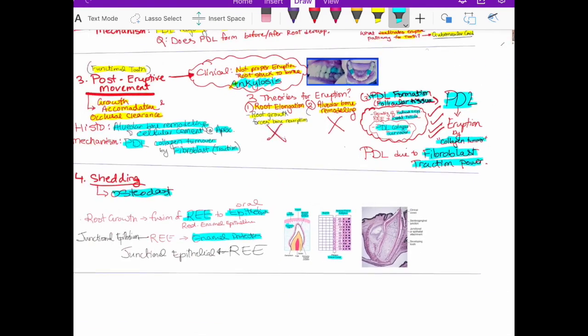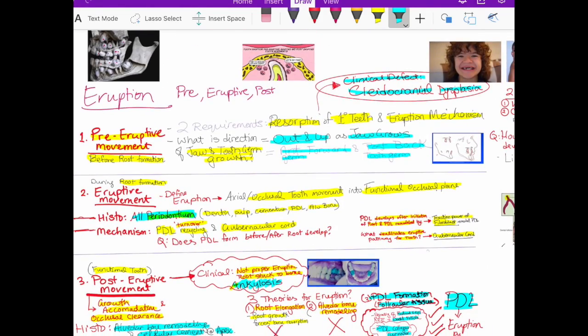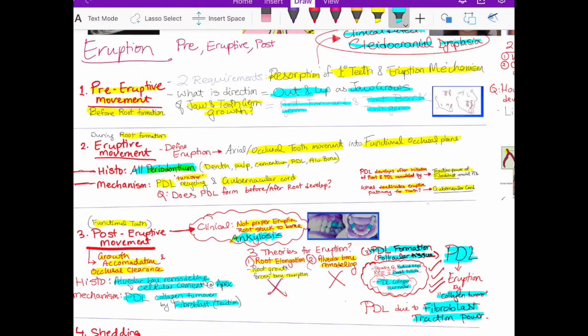Okay, so that is our tooth eruption. We talked about basically pre-eruptive movements and their two requirements of primary tooth resorption and a mechanism. We talked about eruptive movements, which happen during root formation. And at this point, histologically, you should see all of the periodontium present. The mechanism is with the PDL turnover and the gubernacular cord.